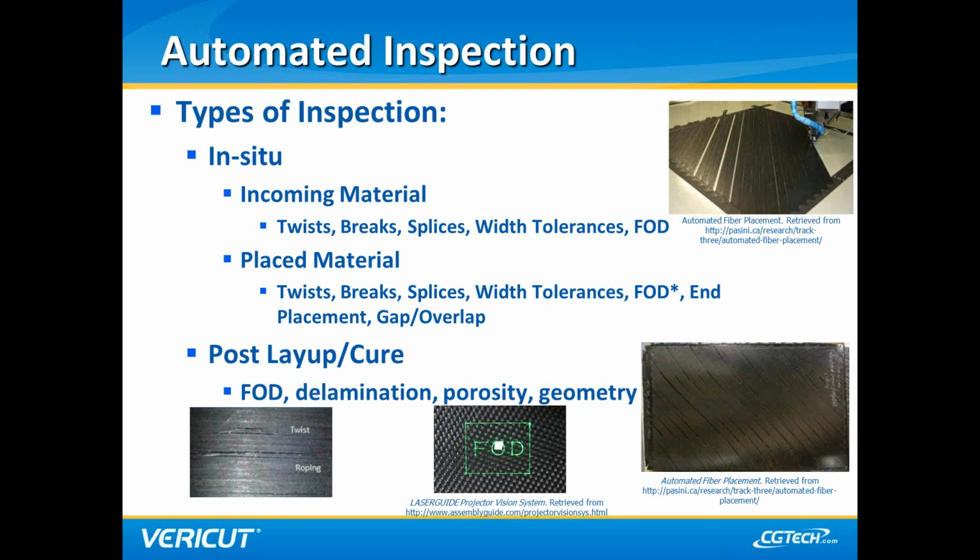The other in situ inspection would be placed material, I'll call it. Right after you lay material, you inspect that with either a system that's on the head, or a standalone unit that may be on the back side of the part or in another location. With that, you'd be looking for twists, breaks, splices, width and end tolerances, and placement tolerances. FOD, and I make a note on the FOD here, is foreign object material, so anything that's not supposed to be in the part being there.